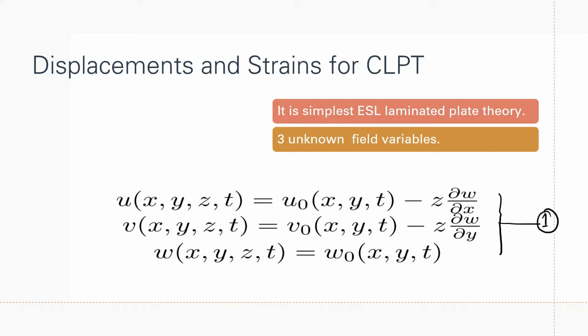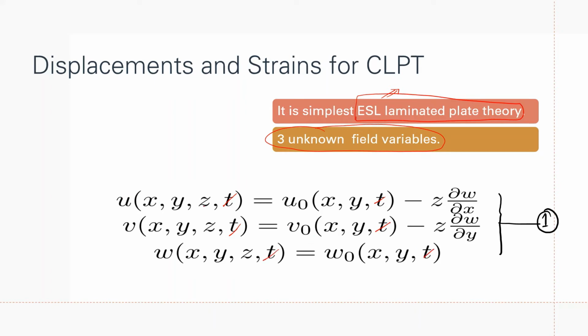So, displacements and strains for the classical laminated plate theory. We should know that CLPT, the classical laminated plate theory, is the simplest equivalent single layer laminated plate theory. So only three unknown field variables are there. Why do we say three unknown field variables? As we can see, u of x, y, z is u naught of x, y. We can neglect t right now because we are not taking dynamics into consideration here, so we will not talk about time.